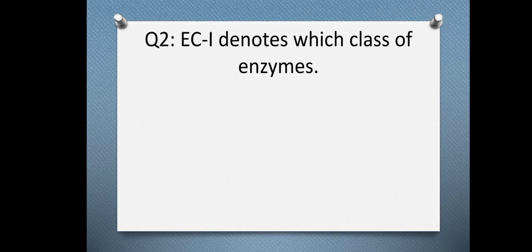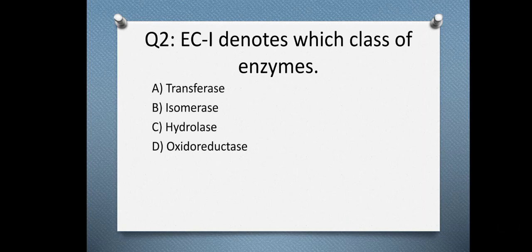Question number 2. EC1 denotes which class of enzyme? Options are option A transferase, option B isomerase, option C hydrolase, and option D oxidoreductase. So the correct answer of this question is option D oxidoreductase.